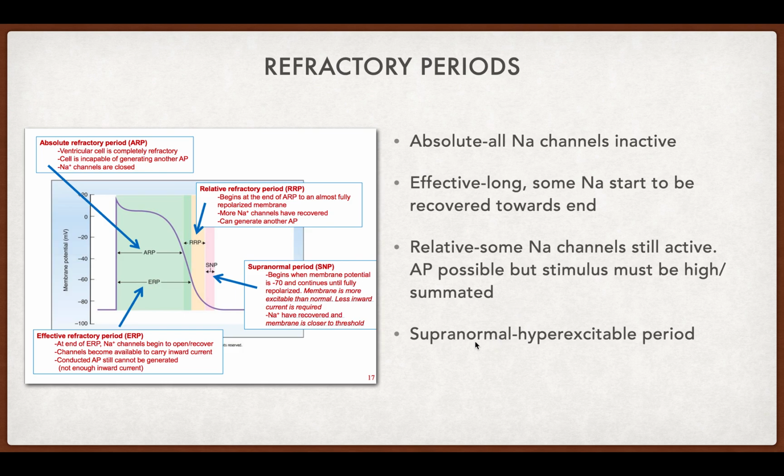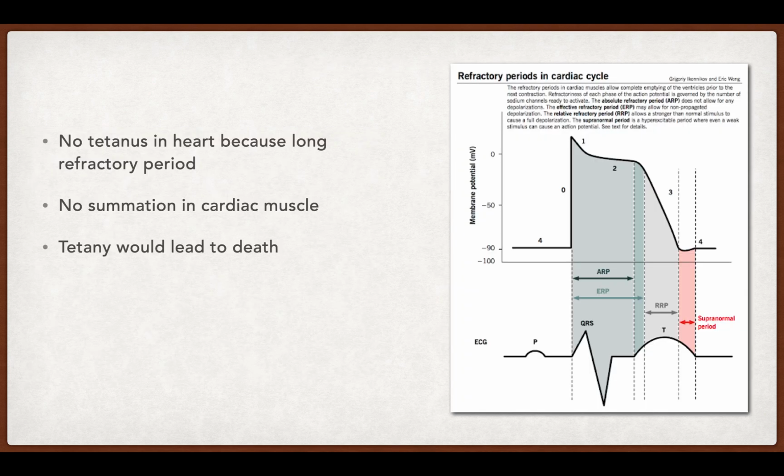Supernormal period is kind of during the hyperpolarization, where the cell is hyper-excitable. And so less inward current is recovered because most of the sodium has been recovered and the membrane is closer to threshold. Okay, so there is no tetanus in the heart because of the long refractory period, so there is no summation. Tetany would lead to death because the heart would not be able to contract.